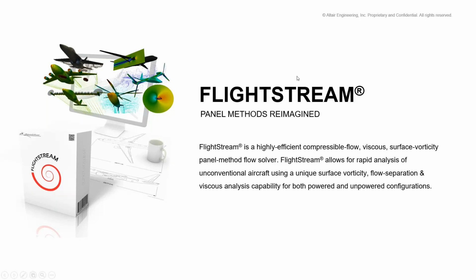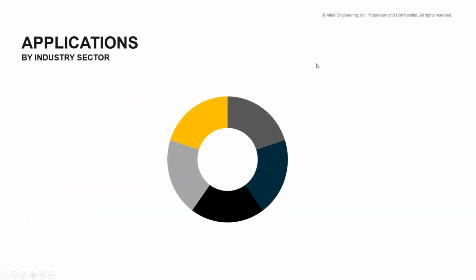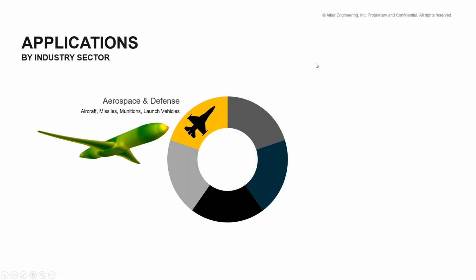So this was the background on FlightStream. Coming to the application by industrial sector, the FlightStream can address, starting with aerospace and defense. Here we are talking about aircraft, missiles, ammunition, and even some of the launch vehicle stuff. Altair is developing now, focusing on external aerodynamics and propulsion.